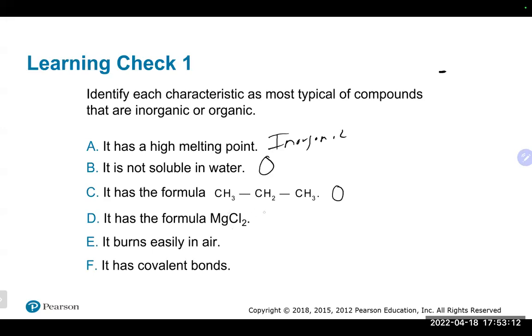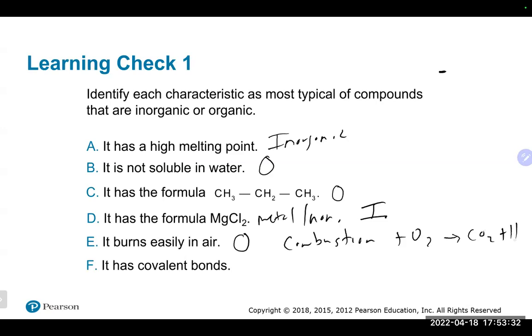Magnesium chloride, that's a metal and a non-metal, right? So that is an ionic compound, which would be inorganic. Easily burns in air, that is organic, yes, a combustion reaction, right? Remember, in organic combustion, with oxygen you make CO2 and water pretty much all the time, along with an organic compound to start with. Has covalent bonds, that is typically organic: carbons, hydrogens, nitrogens, oxygens, all non-metal interaction occurring. Any questions on any of those?